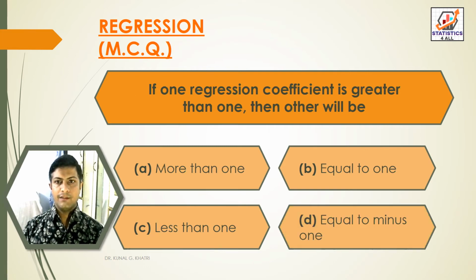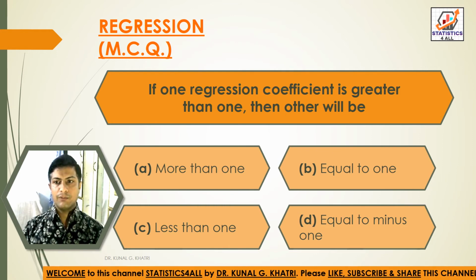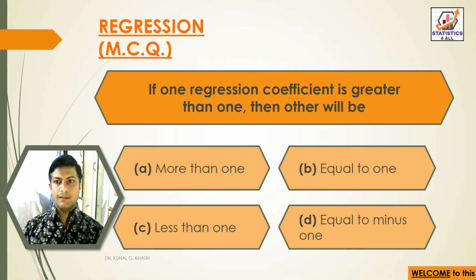Next question. If one regression coefficient is greater than 1, then the other will be option A more than 1, option B equal to 1, option C less than 1, option D equal to minus 1. So here we have answer option C, less than 1. If one regression coefficient is greater than 1, then the other will be less than 1.